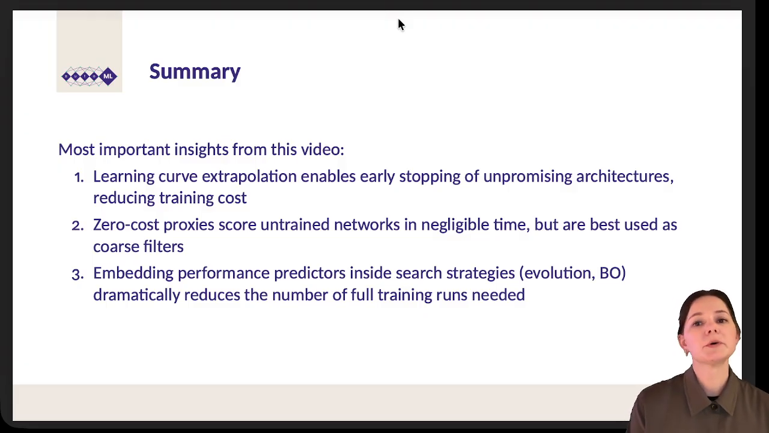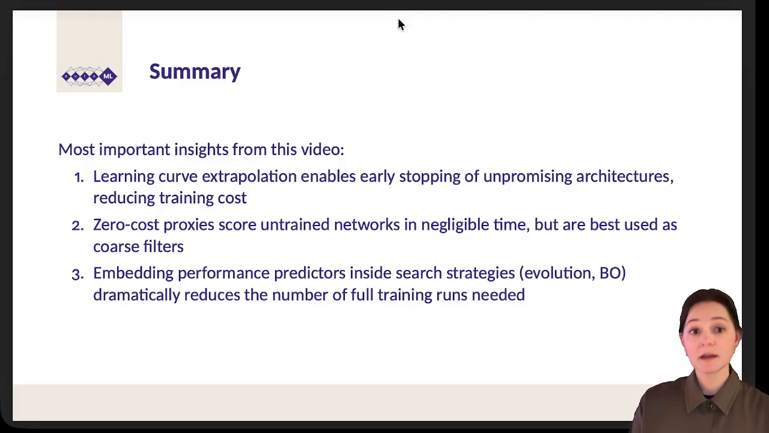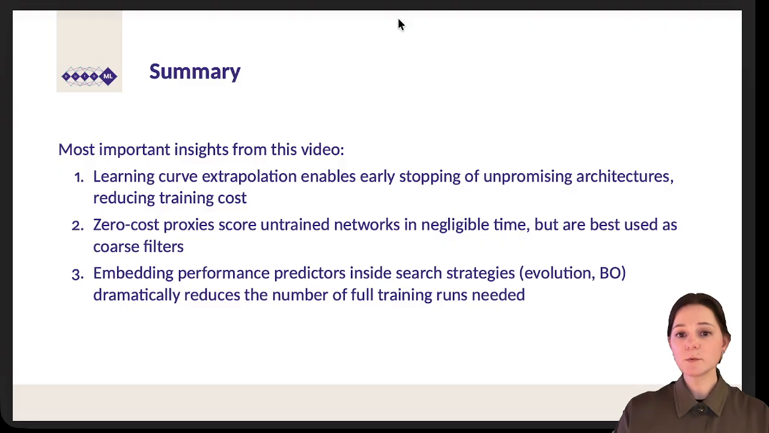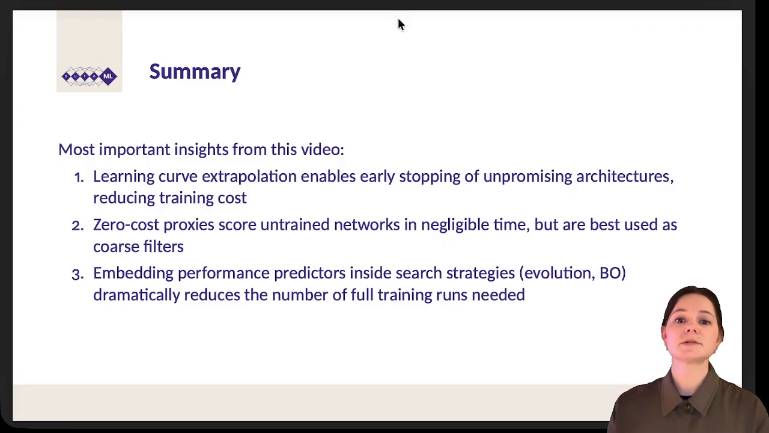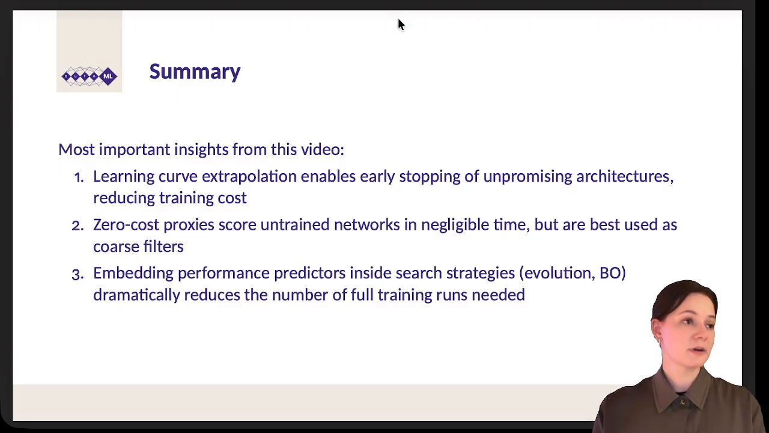In summary, what we learned in this part is that we can use learning curve extrapolation, enabling early stopping of unpromising architectures and therefore reducing the training cost. Zero-cost proxies are a score which is calculated on untrained networks in negligible time, but are best used as coarse filters. And last, we talked about using performance predictors inside of search strategies, evolutionary methods, or Bayesian optimization, which dramatically reduces the number of full training runs needed.